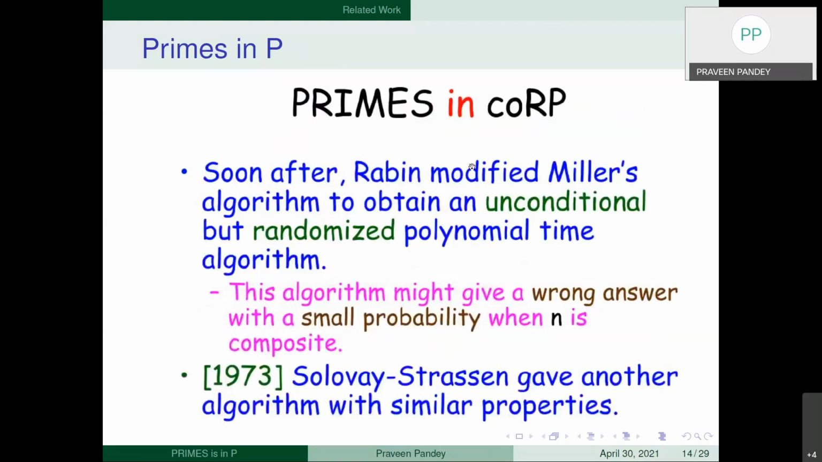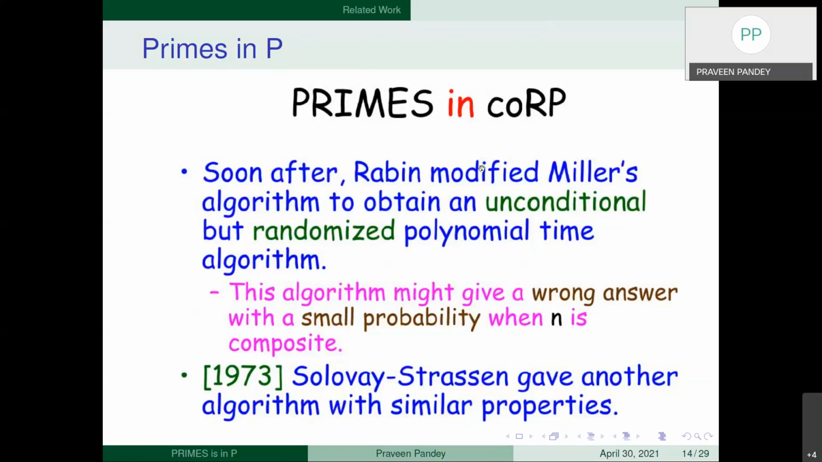After that, Rabin modified Miller's algorithm to obtain an unconditional randomized polynomial time algorithm. But again, this was based on probability, like tossing a coin and predicting based on the outcome. It could fail for composite numbers, while for prime numbers it worked very fine. So this was it. Let's move to the next.